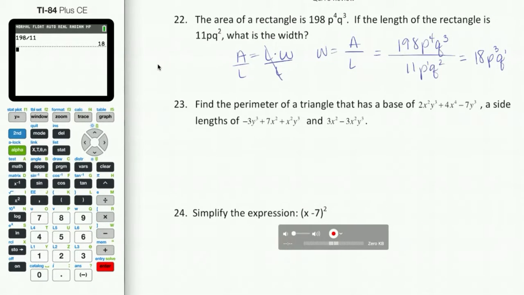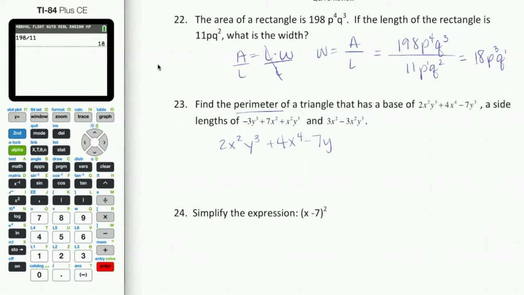All right, find the perimeter of a triangle that has a base, that side, and that. Since we're finding perimeter, we're adding all of our sides together. So 2x squared y to the third plus 4x to the fourth minus 7y to the third. Then we have to add in this side: minus 3y cubed plus 7x squared plus x squared y to the third plus 3x squared minus 3x squared y to the third.